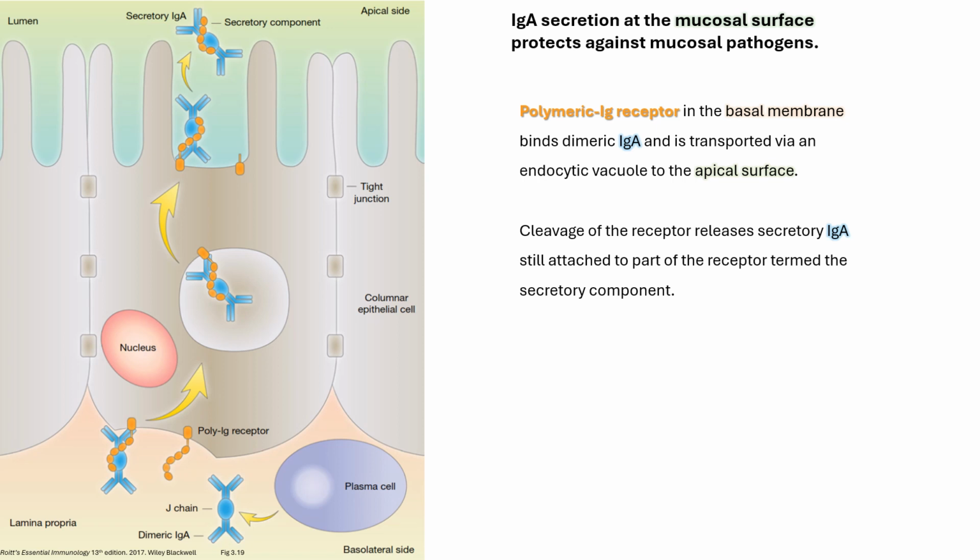And with transport to the apical side, cleavage of the poly-Ig receptor occurs, leaving behind the cytoplasmic tail and transmembrane part of the receptor, while a small component of that receptor remains attached, and that is the secretory component that we saw in the last lecture while surveying the structure of IgA.